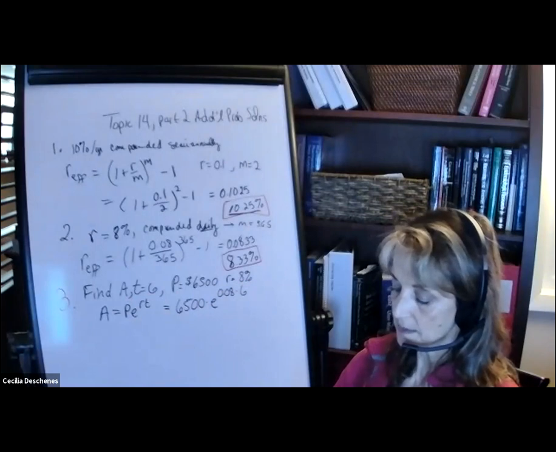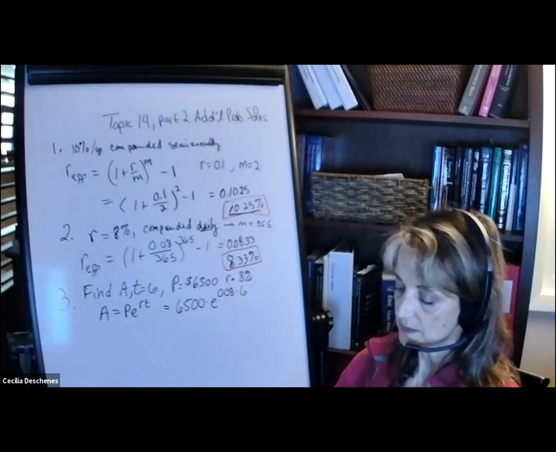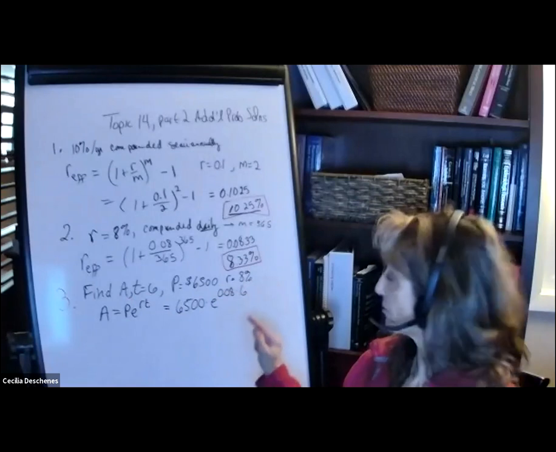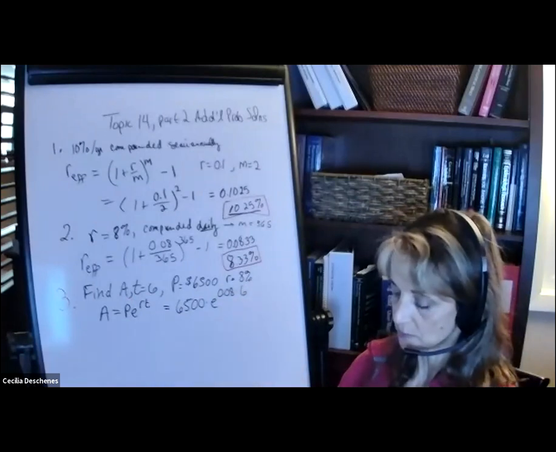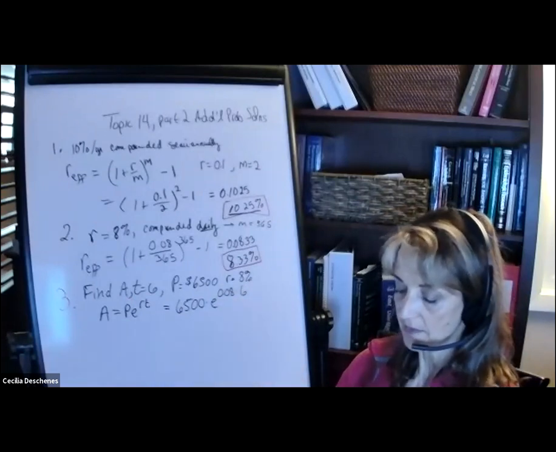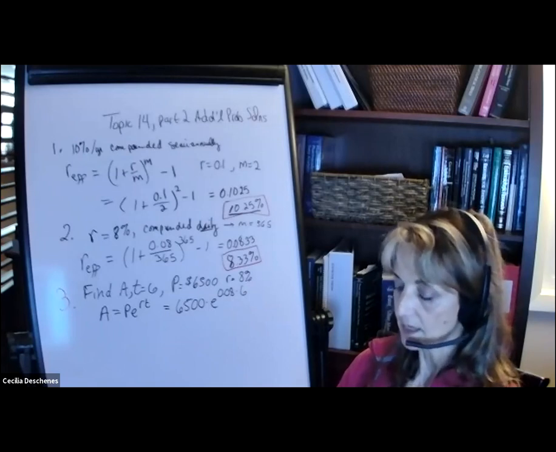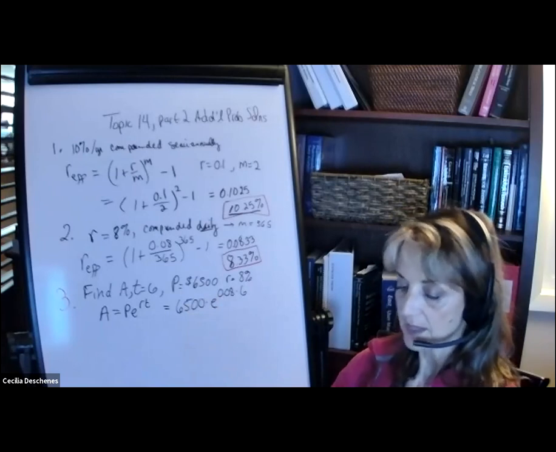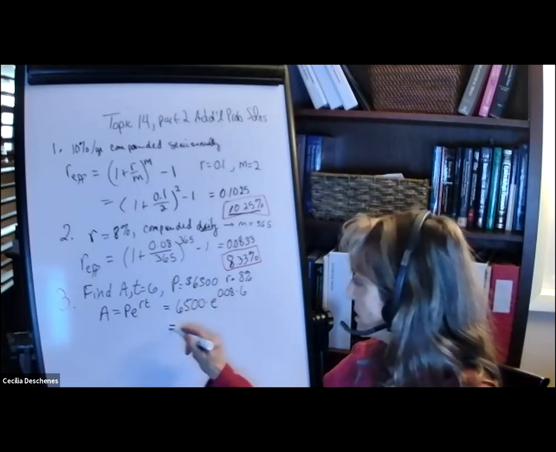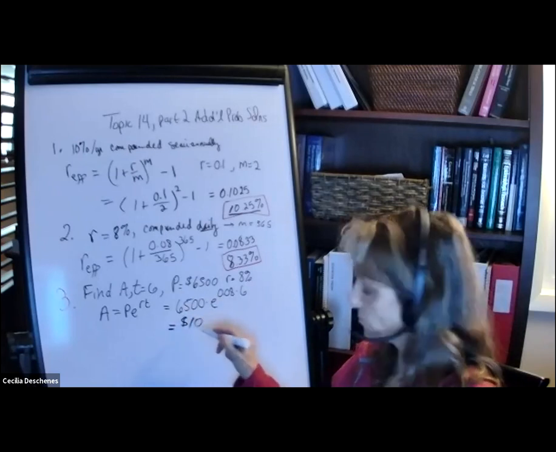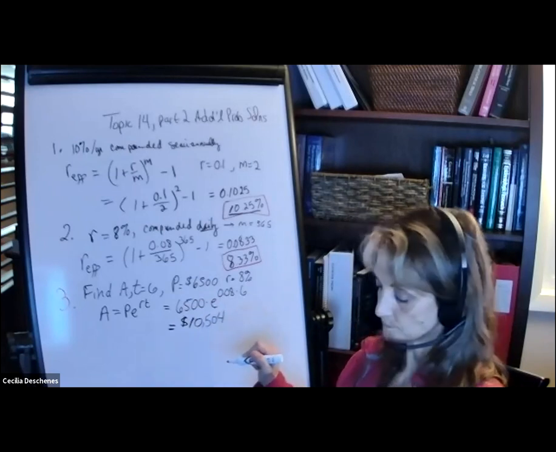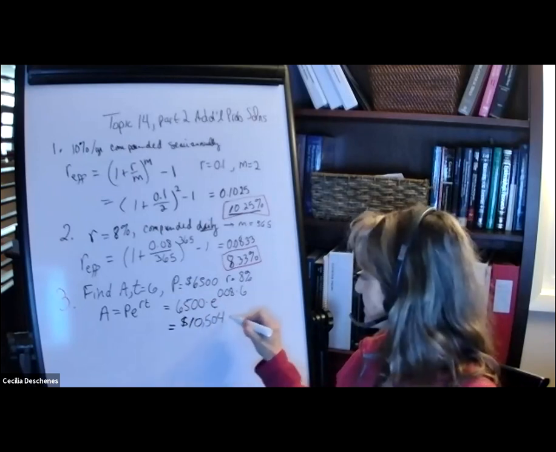So I get 6,500 times, oh, it's not going to let me do it that way. My iPhone calculator says I have to do the exponent first. So I do the 0.08 times 6, and then I hit the e to the x button, and then I multiply that by 6,500. And I get that this comes out to be 10,504 dollars and 48 cents.